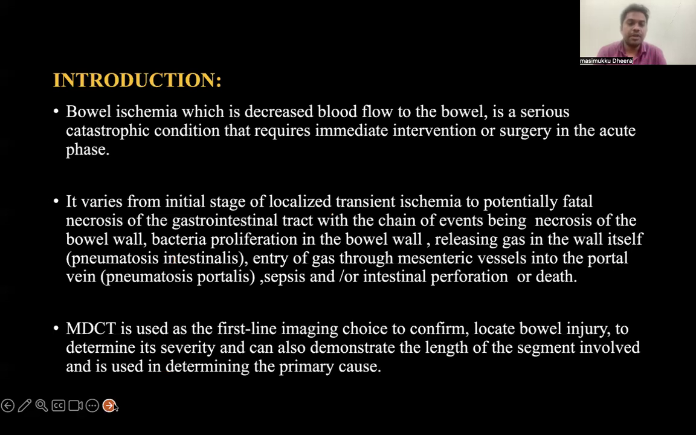Introduction. Bowel ischemia, which is decreased blood flow to the bowel, is a serious catastrophic condition that requires immediate intervention or surgery in the acute phase. It varies from initial stage of localized transient ischemia to potentially fatal necrosis of the gastrointestinal tract, with the chain of events being necrosis of the bowel wall, bacterial proliferation in the bowel wall, releasing gas in the wall itself, which is pneumatosis intestinalis, entry of gas through mesenteric vessels into the portal vein, pneumatosis portalis, sepsis, or intestinal perforation or death.